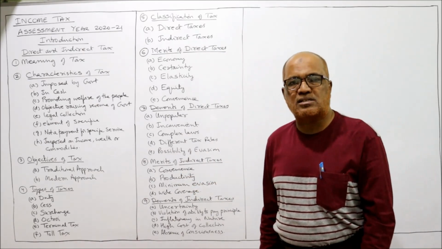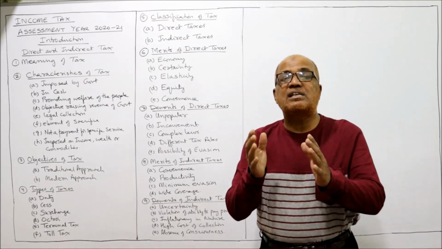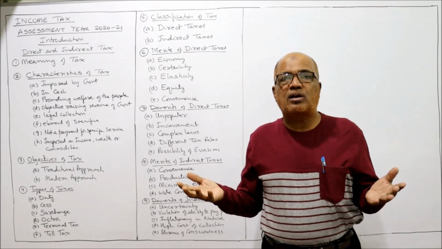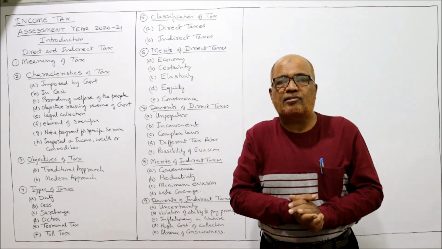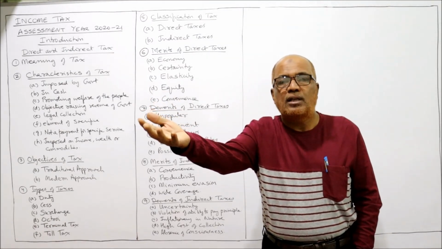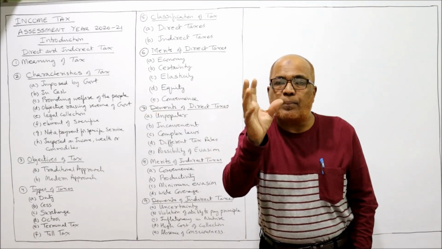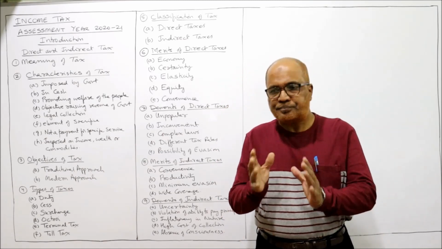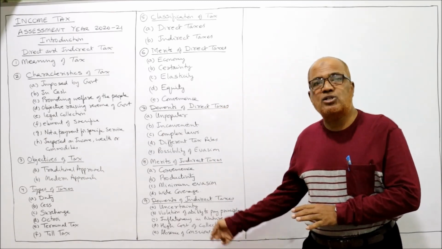Absence of consciousness. There is a lack of civic consciousness in the case of indirect tax, because people do not feel that they are paying the tax. They are thinking that they are paying only for the price of the goods. They are not feeling that taxes are included in the price of the goods. So these are the demerits of indirect tax.